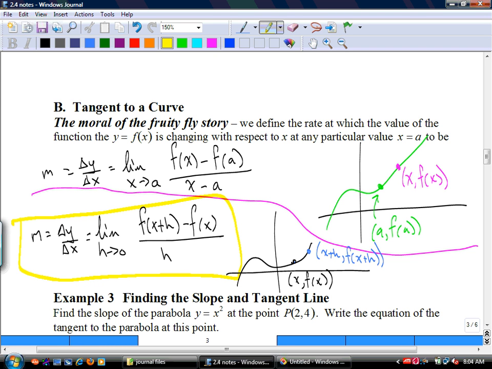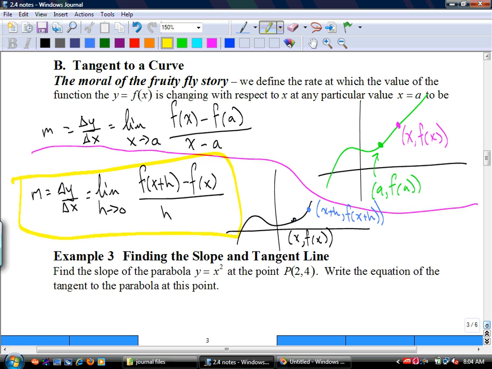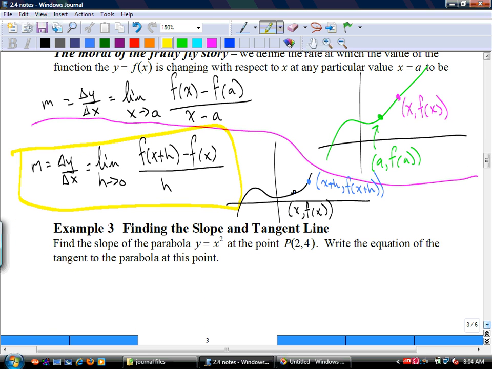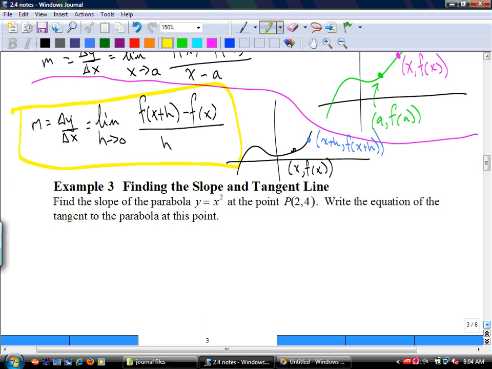Okay. So find the slope of the parabola at the point. Write the equation of the tangent to the parabola at this point. So the slope, m equals the limit as h goes to 0 of f of x plus h minus f of x all over h.